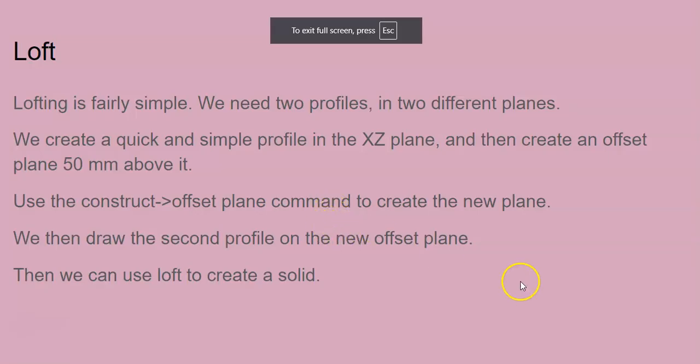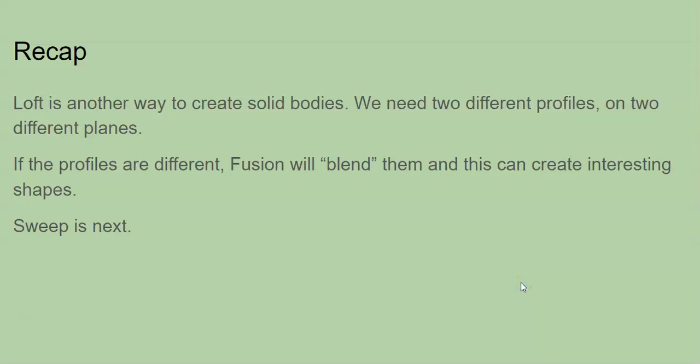And we've talked about lofting. We saw the example. It's pretty simple. We can recap it, and you know, I'll just be quick here. It's just another way to create solid bodies. You got two different profiles on two different planes. Fusion will blend them together. You can see hopefully that it's not very difficult.